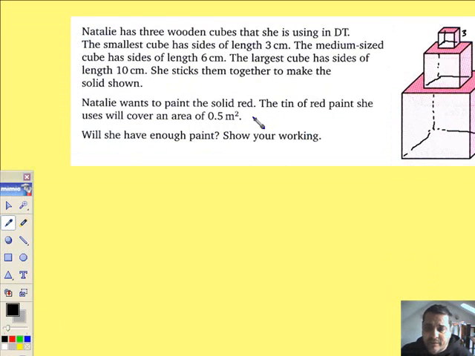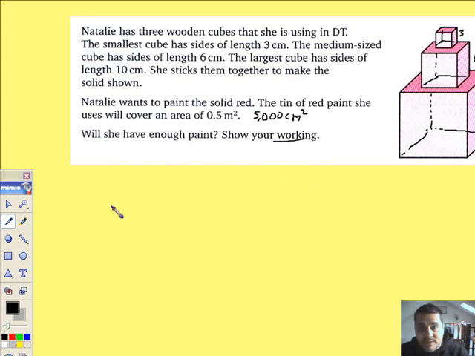metres square. Now 0.5 metres square is going to be 5,000 centimetre square of surface area, because a metre square is 10,000 centimetres square, so half a metre will be half as much. Will she have enough paint? We've got to show our working though. That's important. Now let's just work out the surface area of the 3 separate cubes before we stick them together.